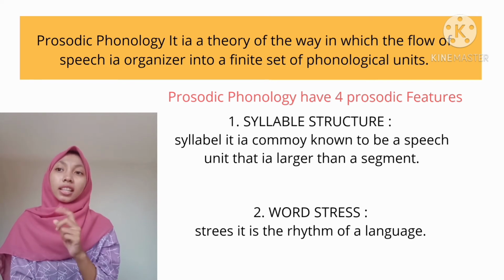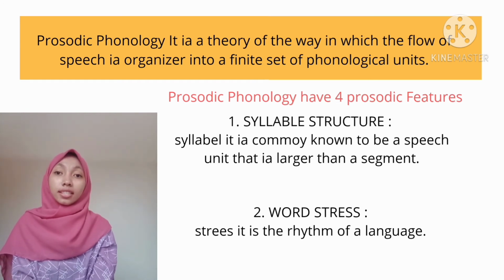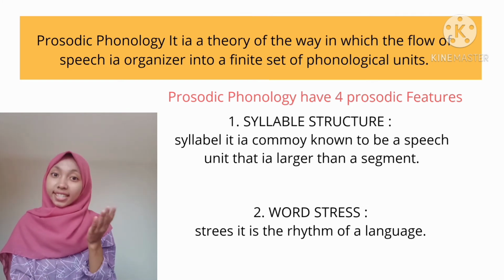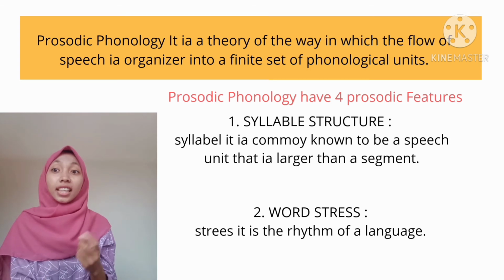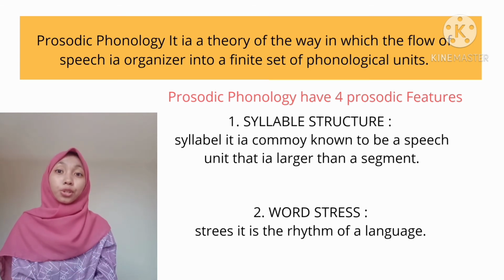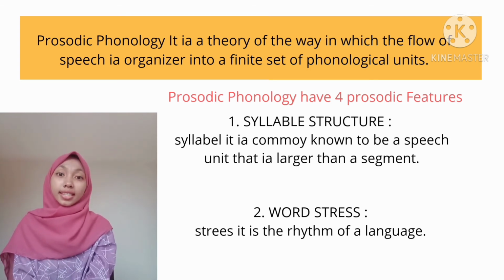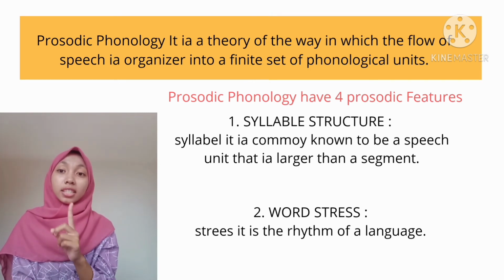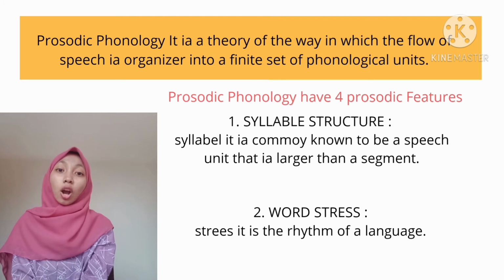The first is syllable structure, the second is word stress, and the third is sentence and phrase stress, and the fourth is intonation. The first is syllable structure. What is a syllable? Syllable it is commonly known to be speech with that is large just a segment. There are 2 types of syllable. The first is open syllable. Open syllable usually ends with vowels.